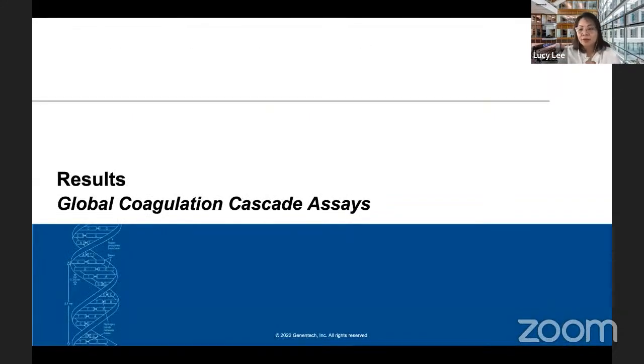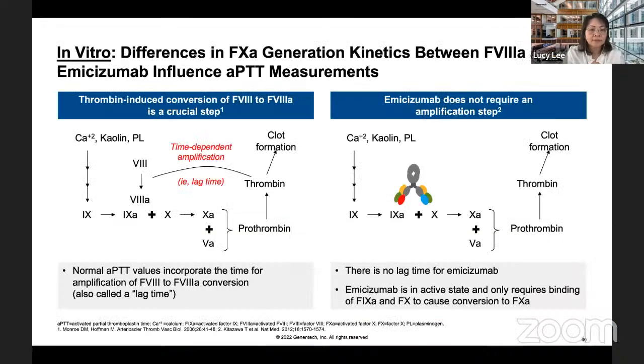All right. So moving on to results, it's worthwhile taking a little bit of time talking about differences in 10A generation kinetics between activated 8 and emicizumab. We did talk about this at a high level, but this is just more pictorially represented. You can see that thrombin-induced conversion of factor VIII to activated factor VIII is an important step. And this is a time-dependent step and incorporated into the value of APTT. And so this is why any effects on APTT and APTT-based assays will give you essentially an inaccurate result when in the presence of emicizumab. On the right, emicizumab does not look like factor VIII, and it does not require an activation step, so we can move forward to bind activated 9 and mediate the 10A reaction.